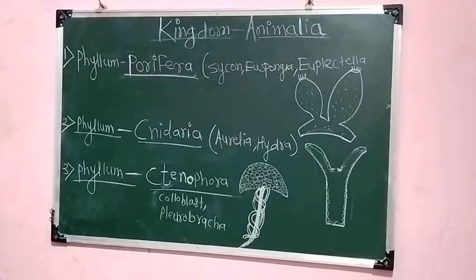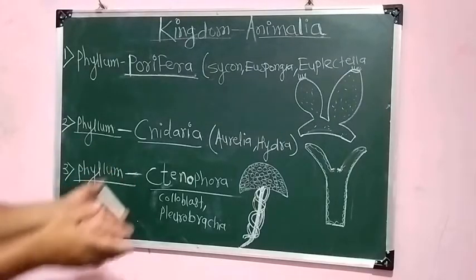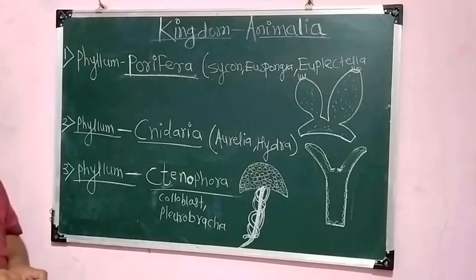Body cavity involves three different types: acoelomate, coelomate, and pseudocoelomate. Acoelomate means the body cavity is totally absent. Coelomate means the body cavity is present, and pseudocoelomate means the cavity is present in a false form, that is, the cavity is not a true cavity. That's why that animal is called a pseudocoelomate animal.